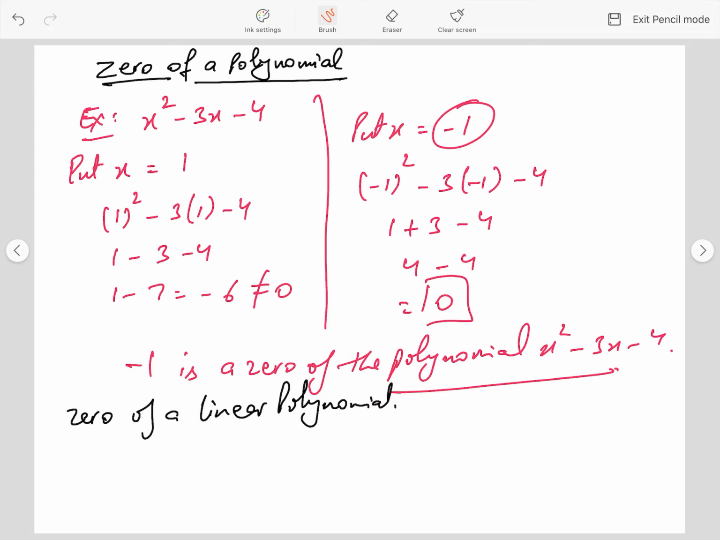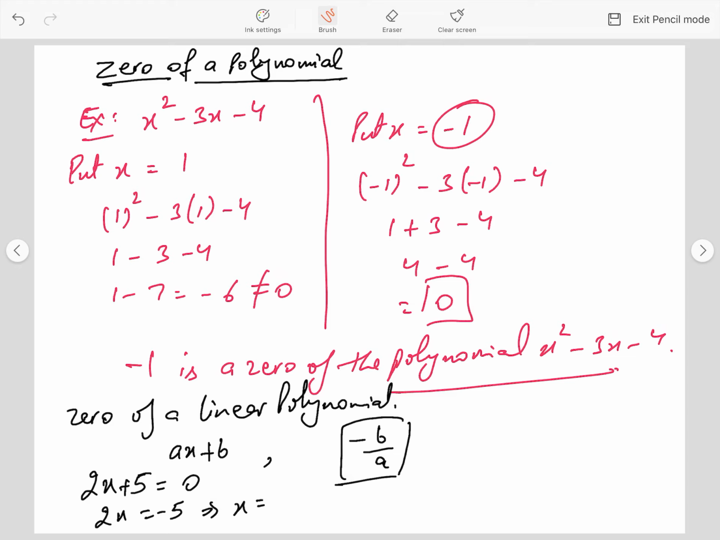Okay, so which is of the form ax plus b. That will be equal to minus b by a. So the zero of the polynomial will be equal to minus b by a. Let us check. If we have the expression 2x plus 5 and we put it equal to 0, so 2x will be equal to minus 5 and x will be equal to minus 5 by 2.